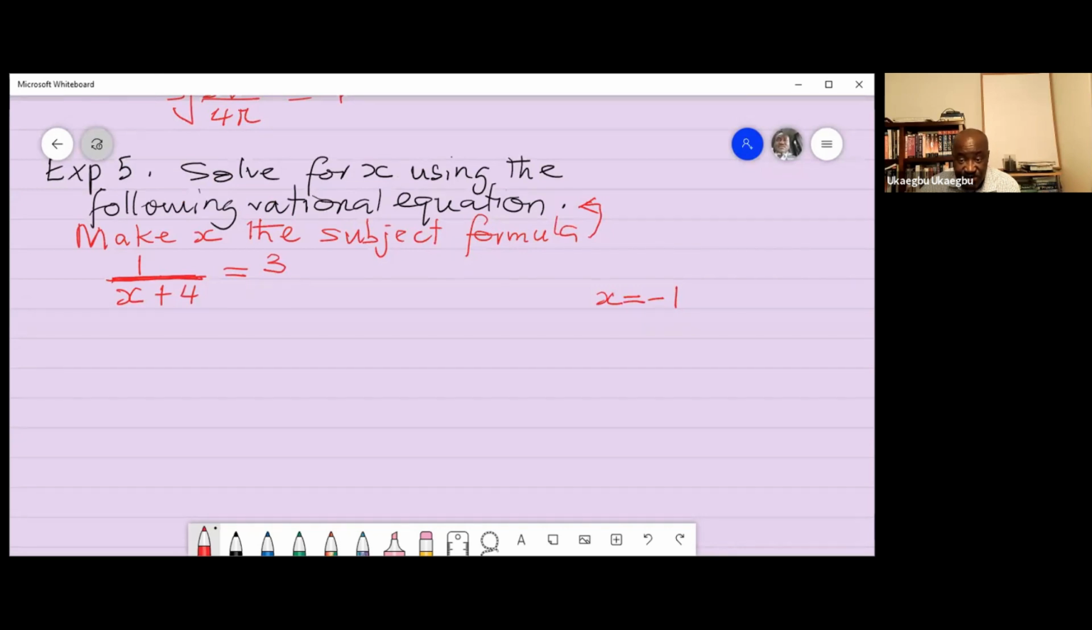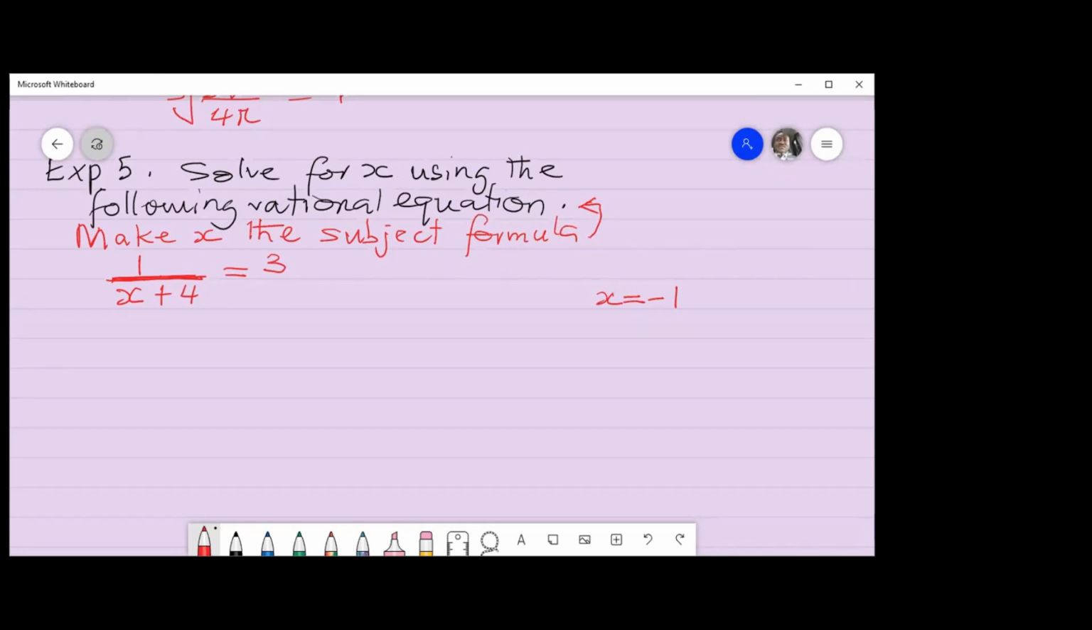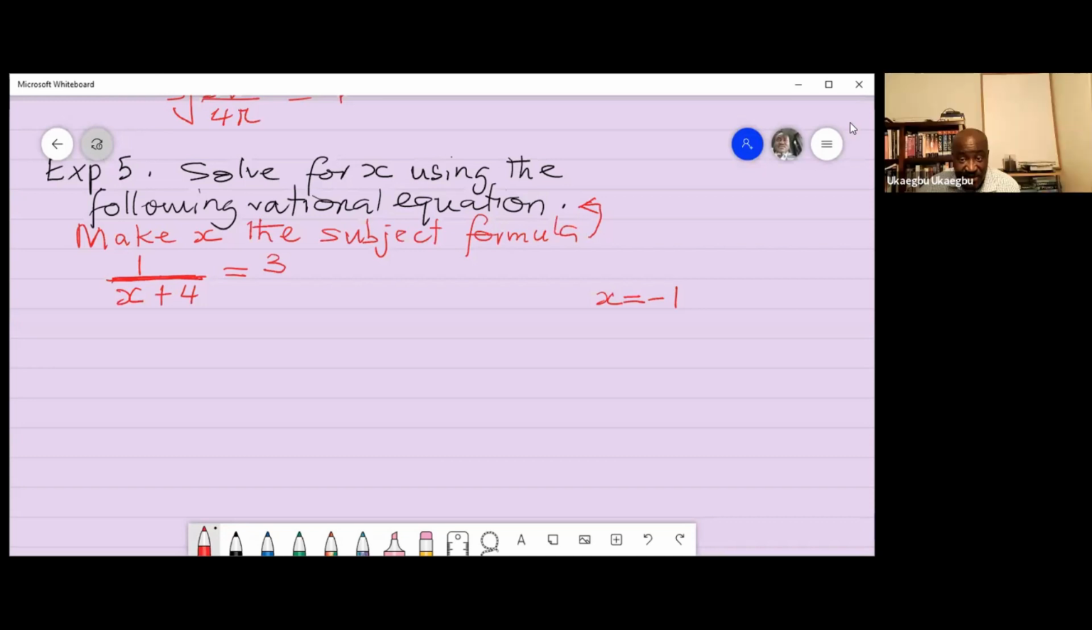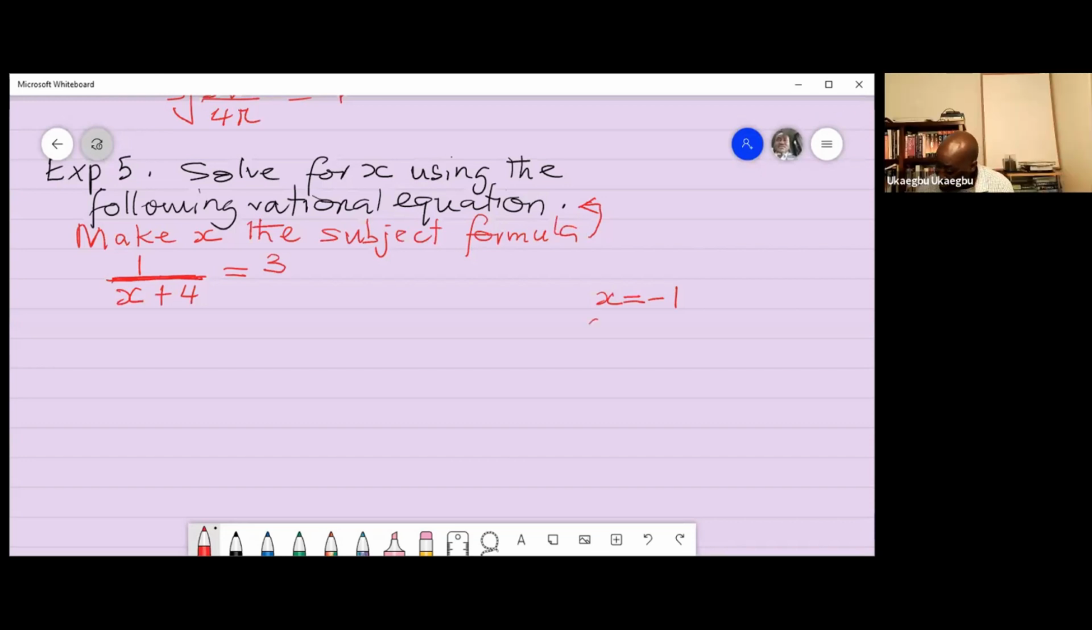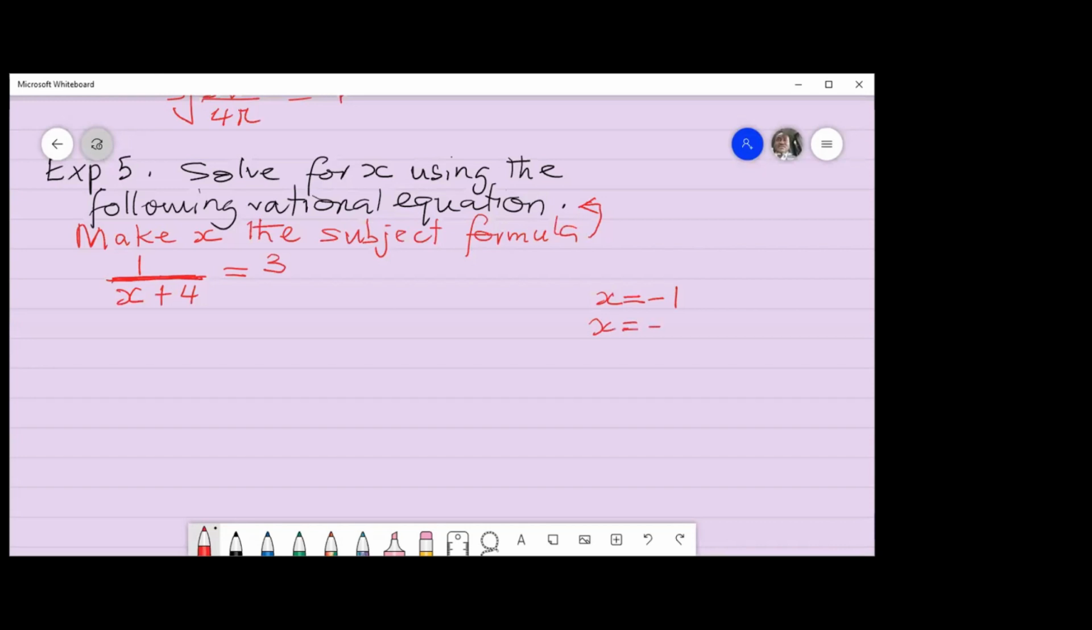Okay, who got a different solution from -1? I did not say -1 is correct. I did not say it is wrong. I'm just looking for another solution. Somebody who got another solution. Yeah, go ahead. I got x equals -11. Okay, somebody said x equal to -11.